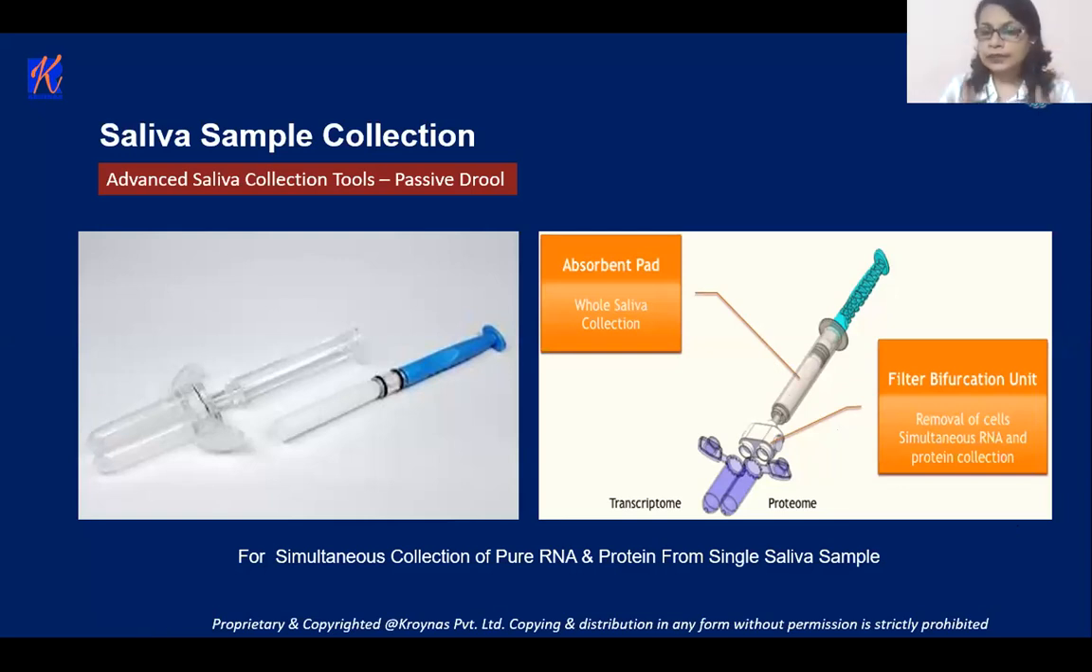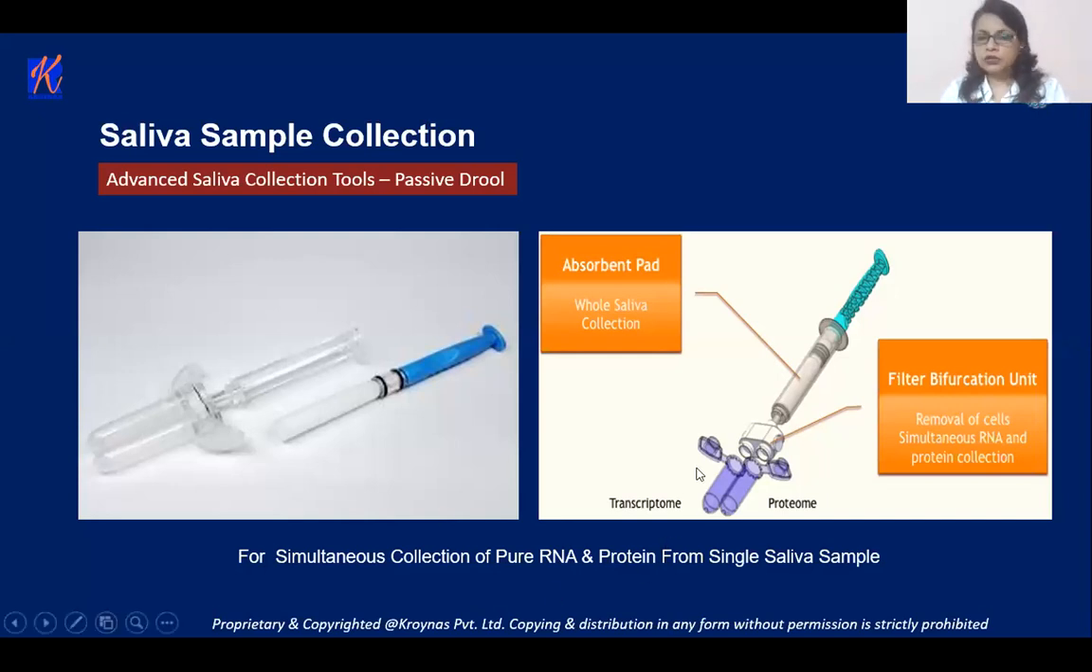Okay, so what it does, it has a filter bifurcation unit. So at the point of saliva collection, that means right at the number one step, what you are doing by using these tools is you are subtracting the possible areas of errors that might creep into your results, because right from the sample collection starts your journey, because your results will reflect everything, whatever errors, whatever bias are creeping in between. There will be manual errors, there will be many other things, but this helps a lot.